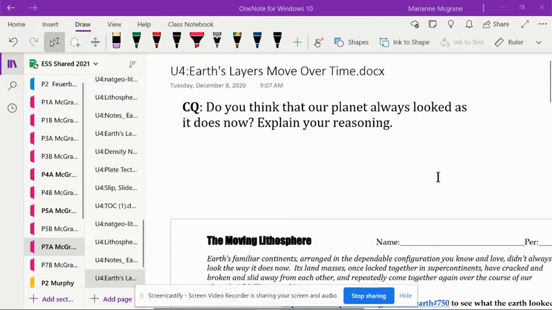And what I mean by does it look, or has it always looked the way it does now? If we look at this model of the planet Earth, you can see that we've got very distinct land masses, right? And I want to know, have these land masses always looked this way and always been in this position? Has the Earth always looked like this?